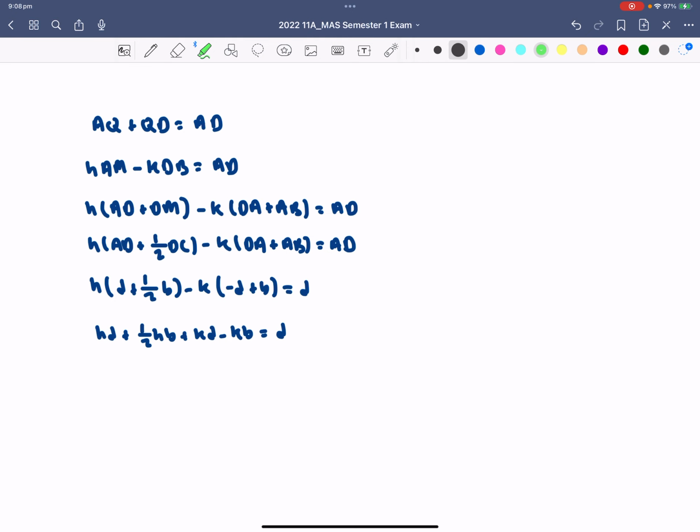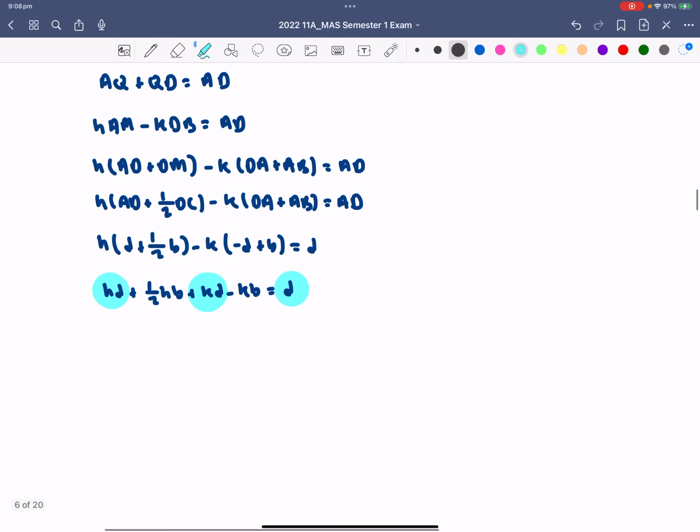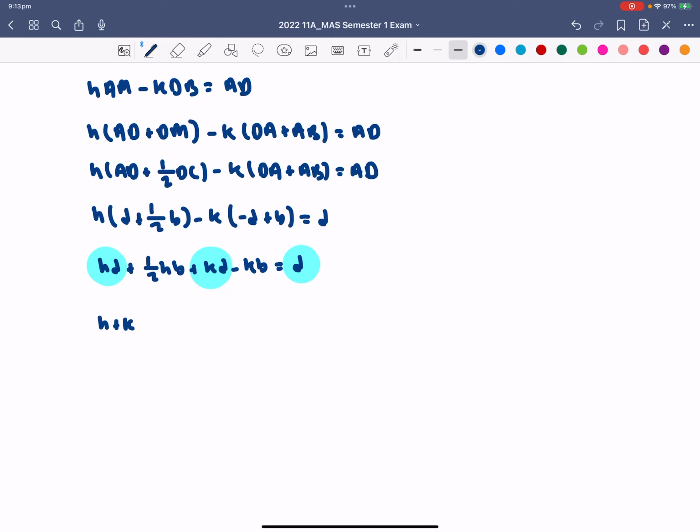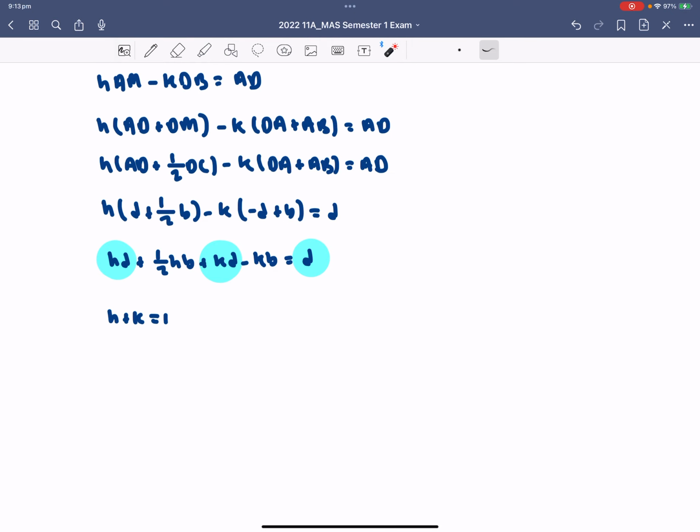And now you let the D's on the left equal D's on the right, just like you let I's on the left equal I's on the right and J's on the left equal J's on the right. That's a D, that's a D, and that's a D. D's on the left equal D's on the right. So what we have is H lots of D plus K lots of D, that's just equal to 1 because you have 1D. So I've let all the D's equal.